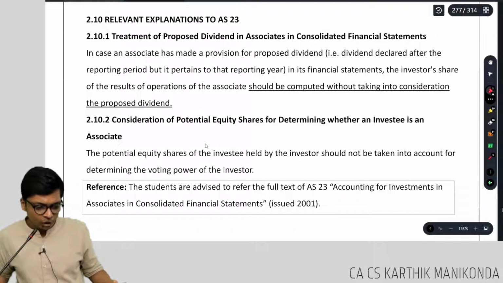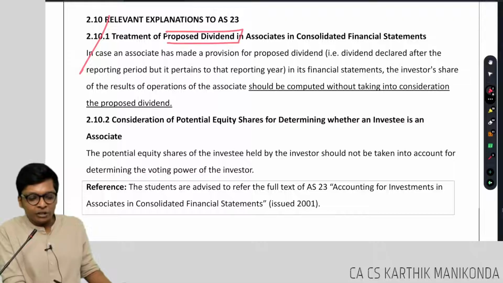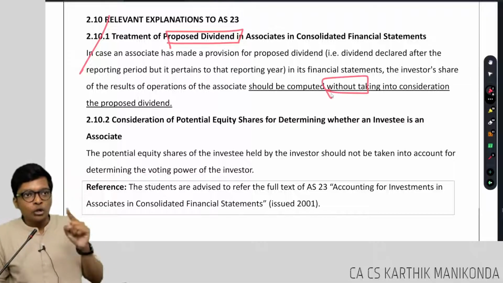Just one last small theory. Yeah, this point somewhere add in your notes, guys. This we finished: treatment of proposed dividend. You will not take it into consideration.